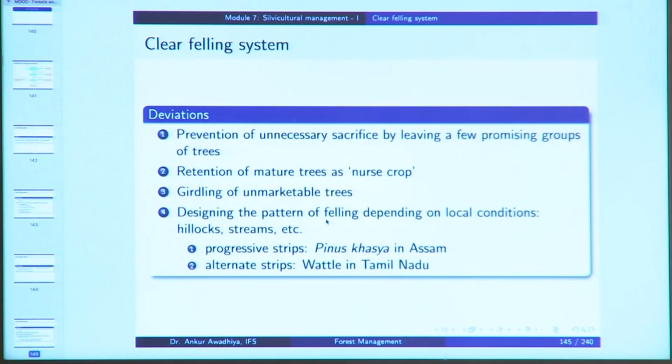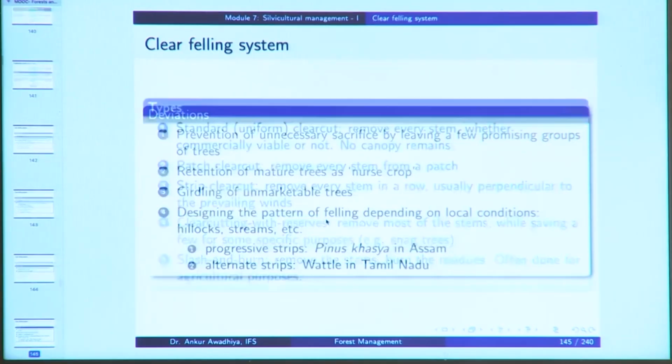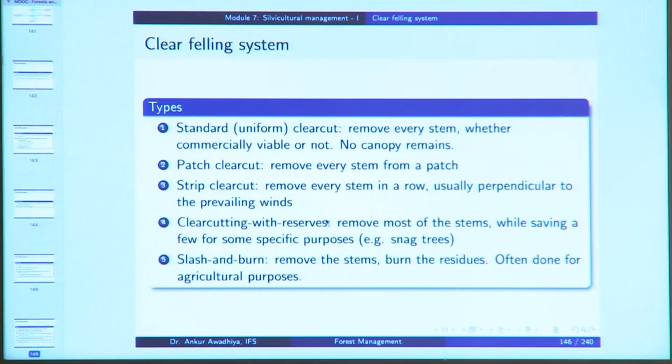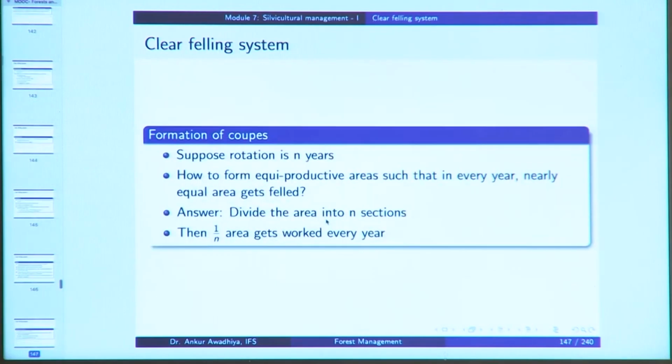And the deviations, you can prevent unnecessary sacrifice by leaving a few promising groups of trees, regeneration of mature trees as a nurse crop, girdling of unmarketable trees and designing of the pattern of felling depending on the local conditions. Now, types include standard or uniform clear cut, patch clear cut, strip clear cut, clear cutting with reserves and slash and burn.